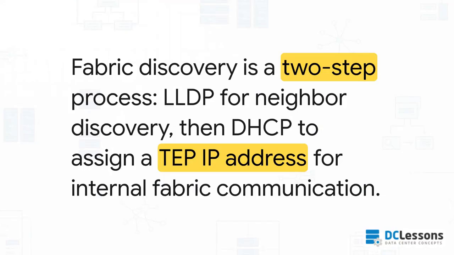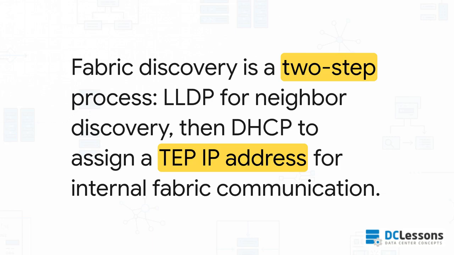So how does this discovery actually happen at a protocol level? Well, it's kind of like a two-part dance. First, the APIC and the leaf use LLDP, the Link Layer Discovery Protocol, to just say, hey, I see you. Once they've established that physical link, the APIC puts on its DHCP server hat and assigns the leaf a special IP address. It's called a TEP, or Tunnel Endpoint Address, and that IP is the foundation for all communication inside the fabric.